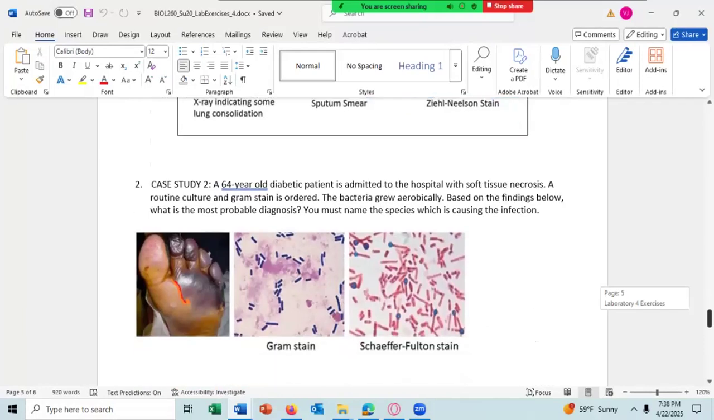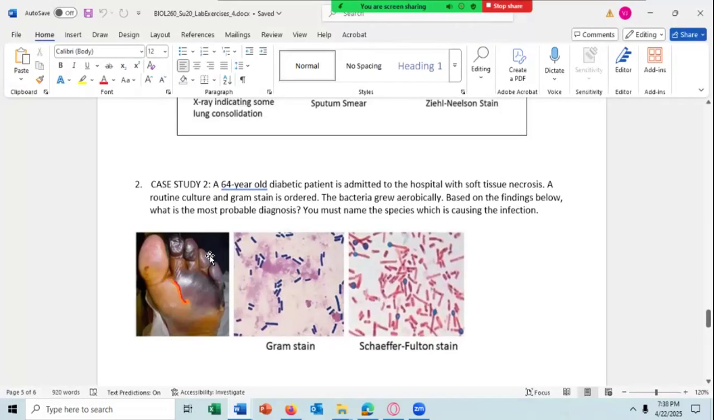In case study 2, we have a 64-year-old diabetic patient admitted to the hospital with soft tissue necrosis. You can see it here. A routine culture and gram stain is ordered. The bacteria grew aerobically. Based on the findings below, what is the most probable diagnosis? You must name the species which is causing the infection. So there's the gram stain there. You can see the gram positive or negativeness. You can also make out the cell shape.